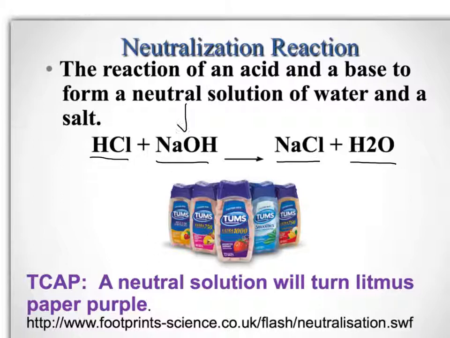But if we started with a different base, if we started with magnesium hydroxide, then we would still form a salt. It would be magnesium chloride, which is still considered in chemistry to be a type of salt, and you always end up with water. I just want to point out that the definition says you end up with a salt and water. I have a lot of kids that think that means you always make table salt. The word salt in chemistry has a specific definition, which you'll learn more about in high school.